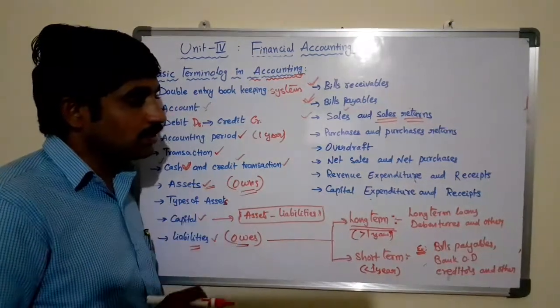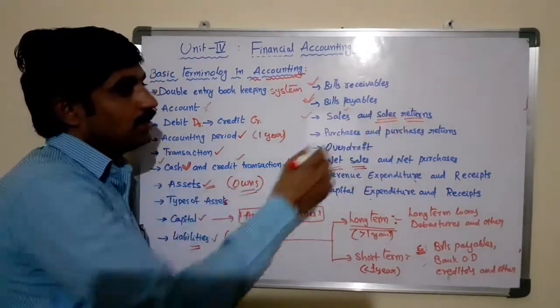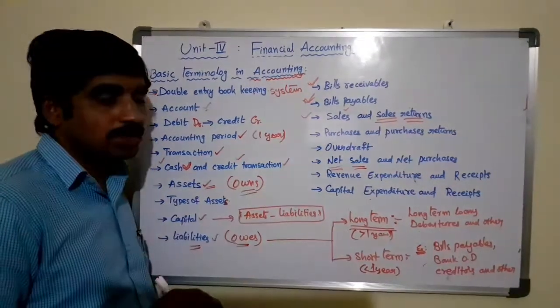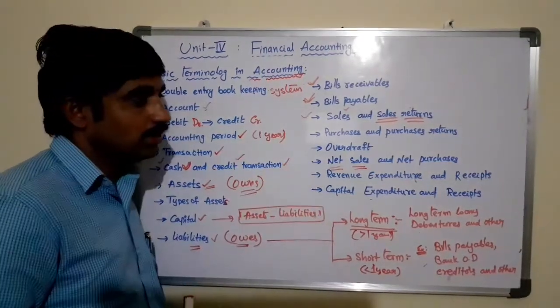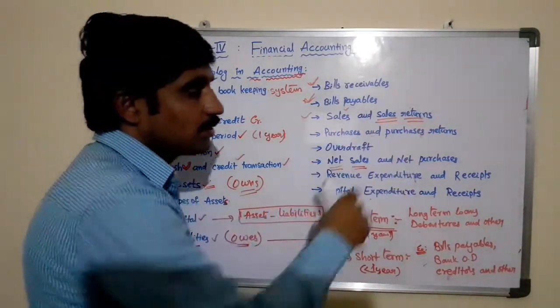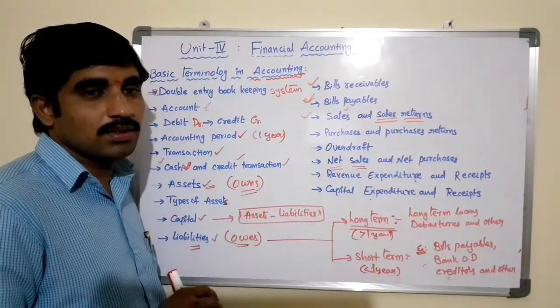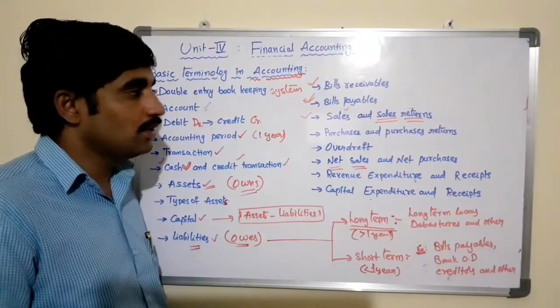So in order to ascertain the net sales, we need to take the difference between the total sales conducted and the sales returns during the particular period. That is net sales. So sales returns means the returns from the customers after sales due to defect or damage.